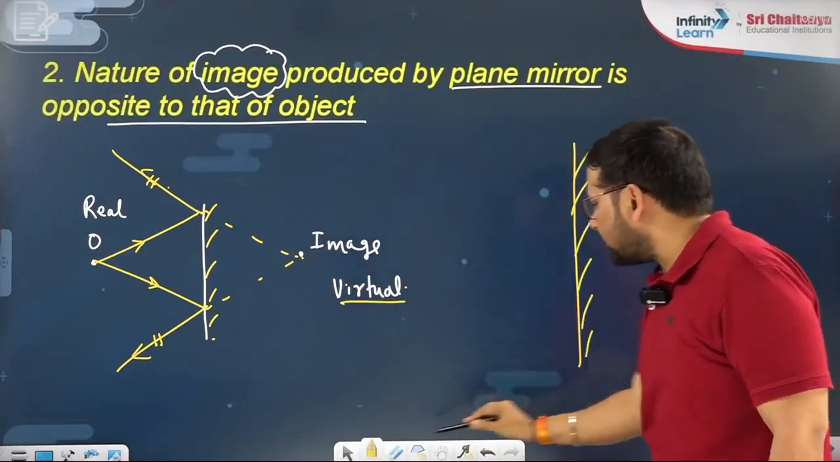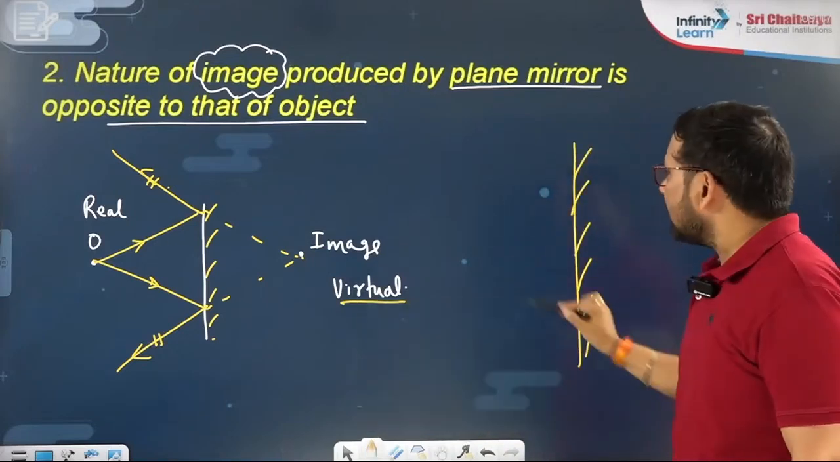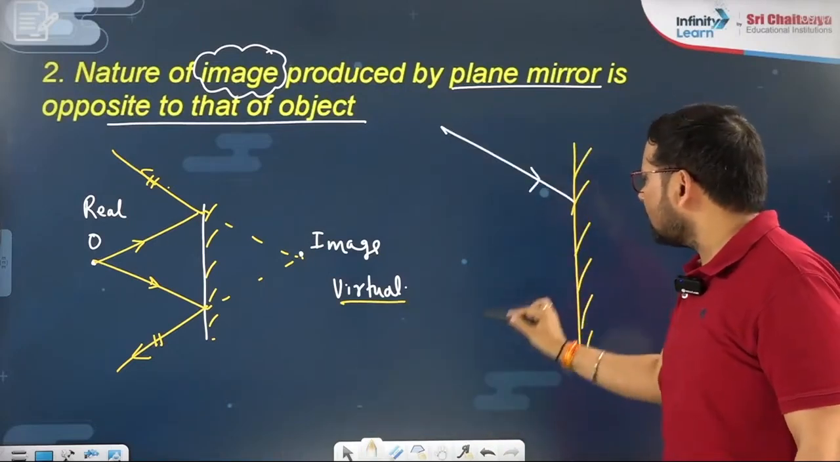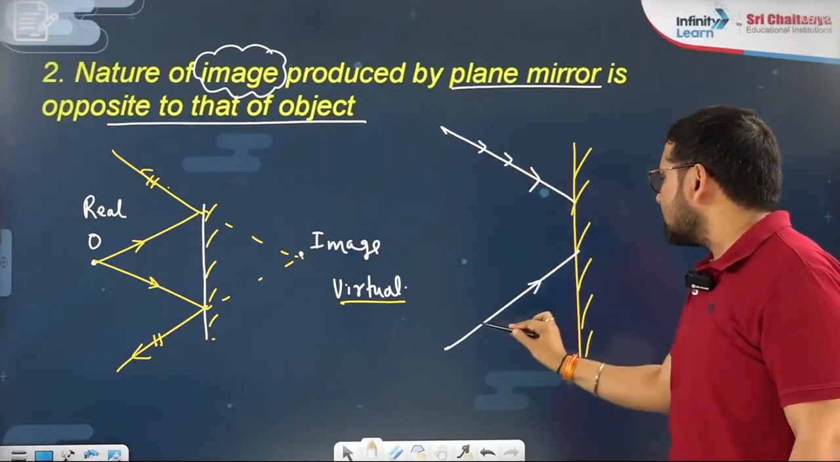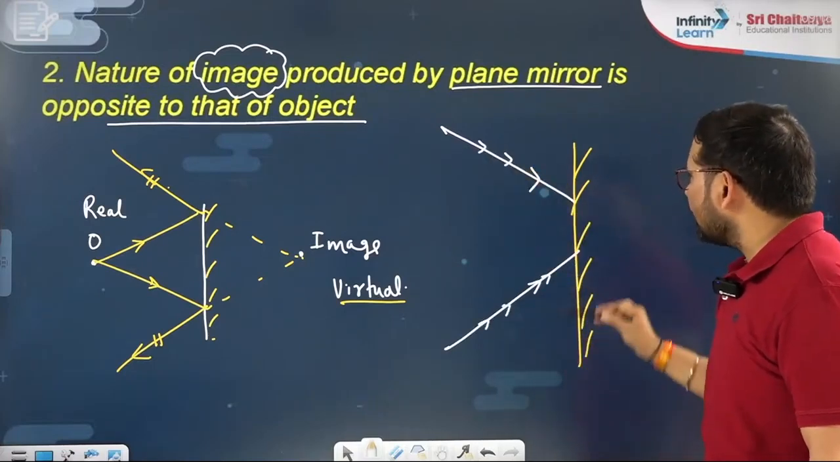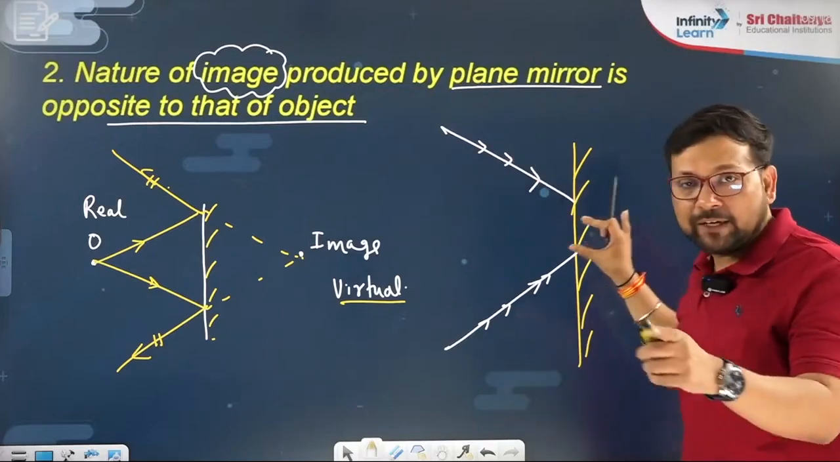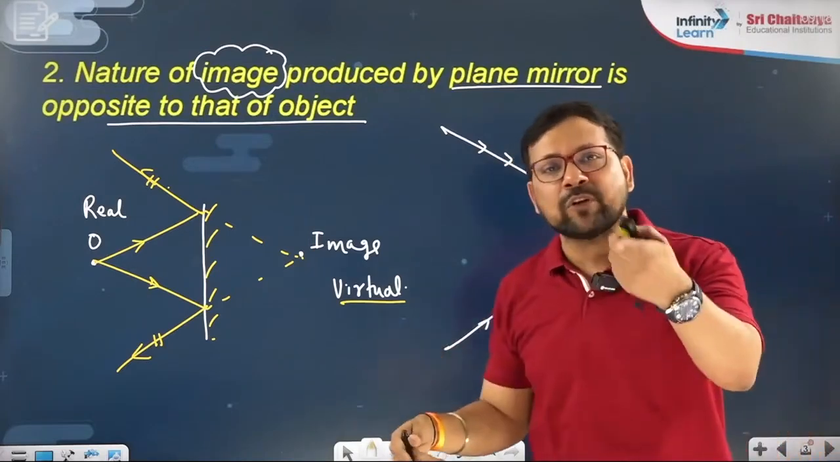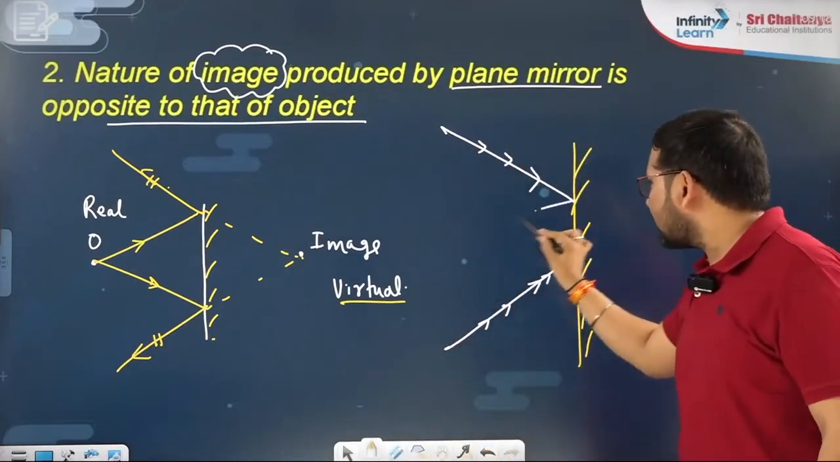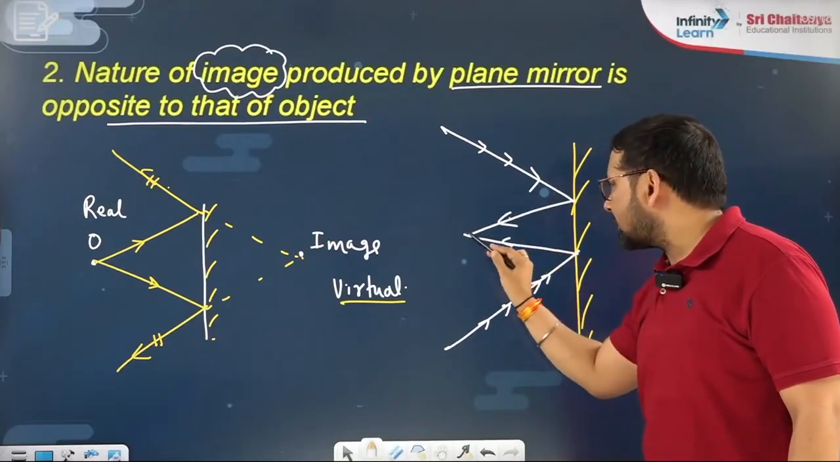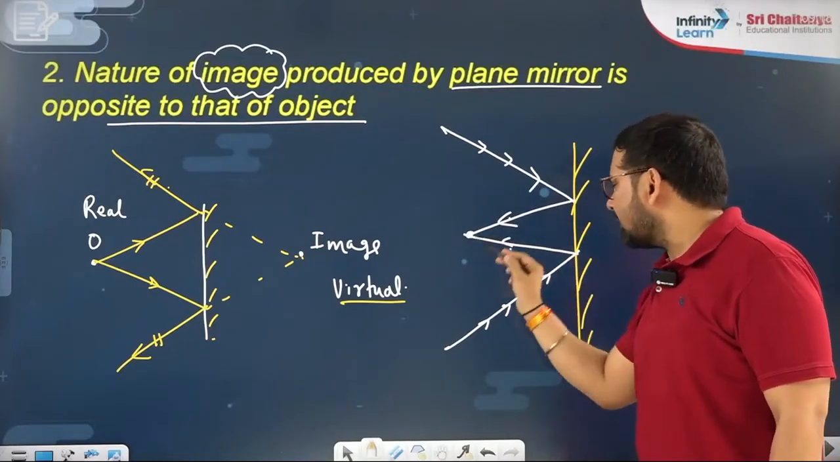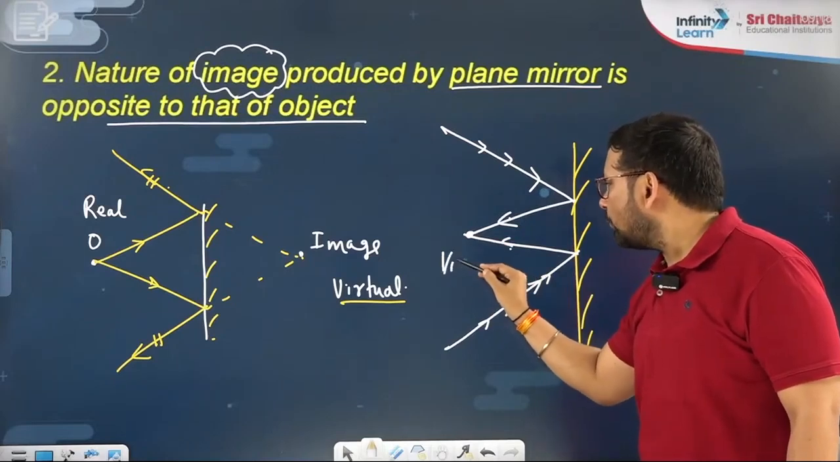Suppose that is a plane mirror, and in this plane mirror, I am taking a virtual object. I don't know where the object is. The incident rays are coming like this. Whenever it is a converging incident ray, as I told you yesterday, it means a virtual object. So it will reflect from here and they will form what kind of image? Actually they are intersecting, not an apparent extension, so this is called a virtual image.